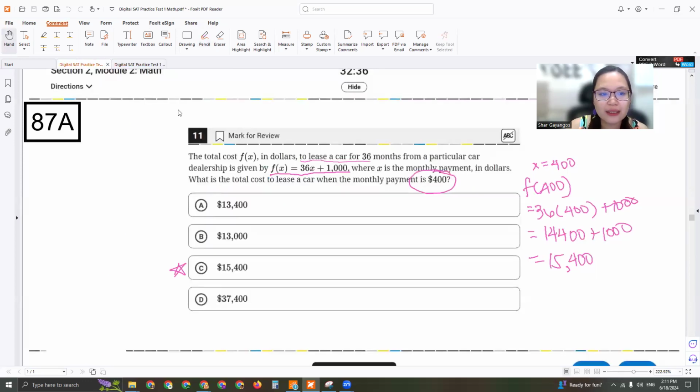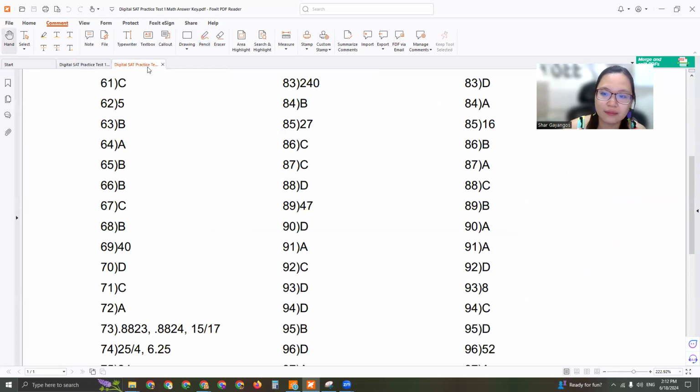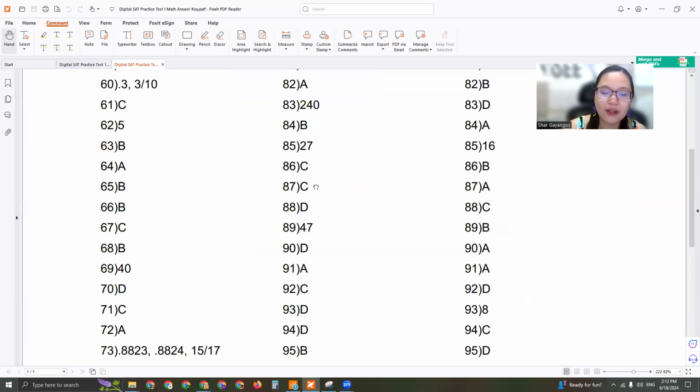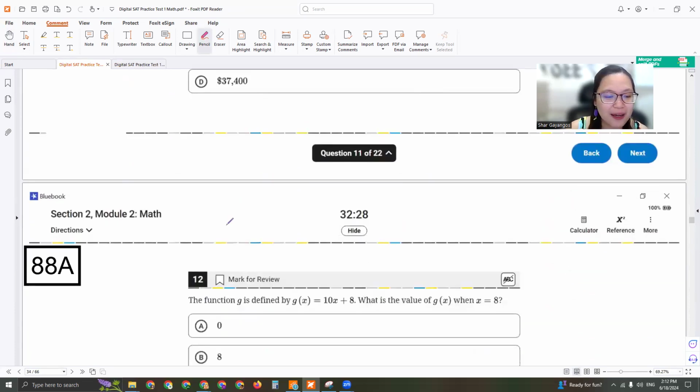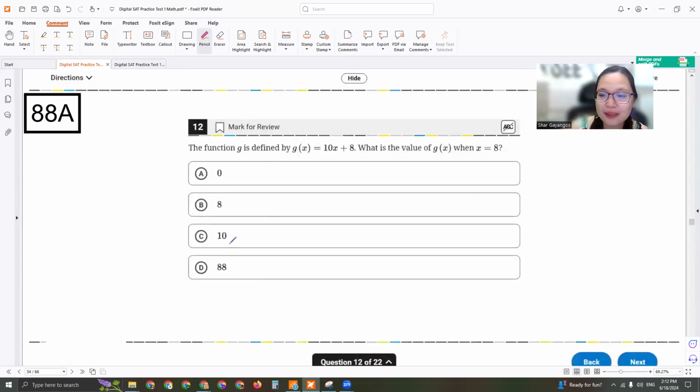Okay, what is the answer? Oh, we're looking at the wrong answer key. Okay, we have C. All right, that's me. Sometimes I don't trust myself, as you can see. So, obviously it was the right answer, but I had to double check if I actually got it right.